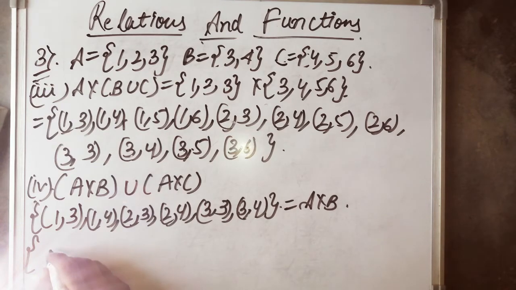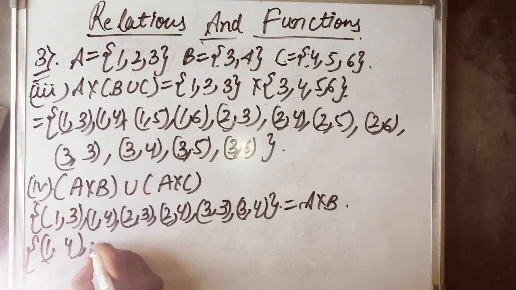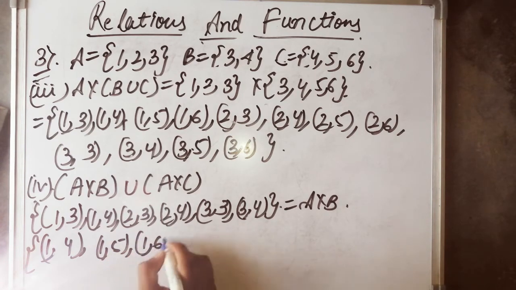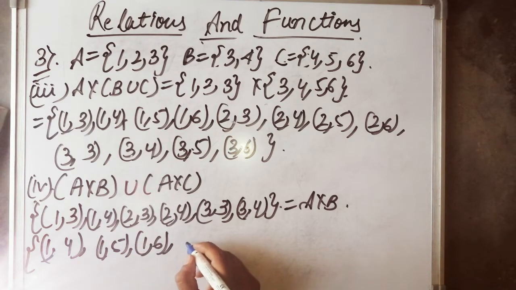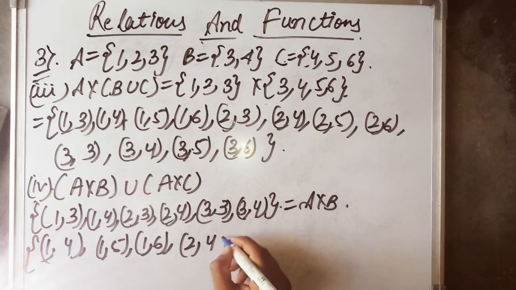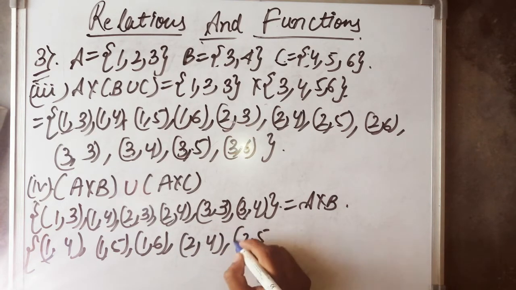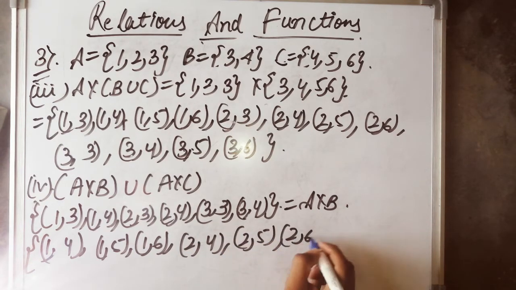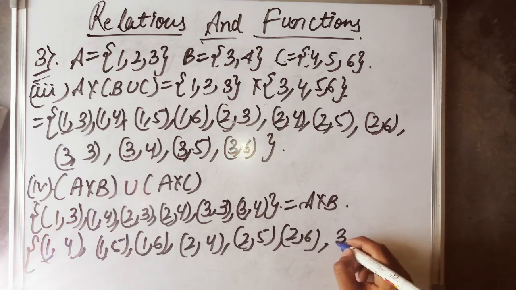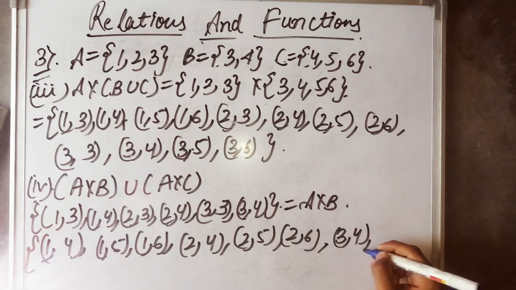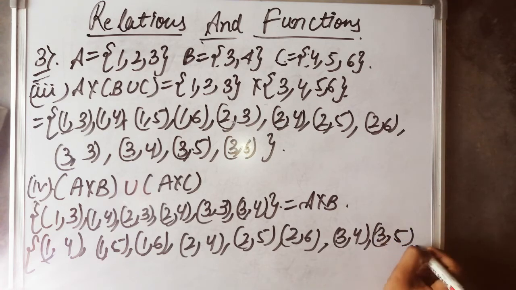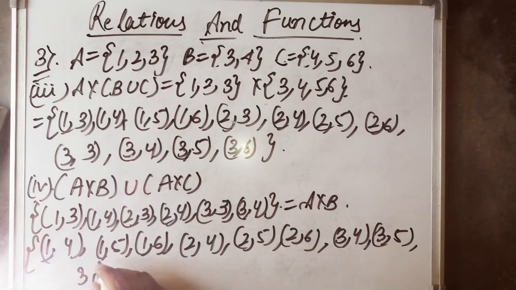A cross C is (1,4), (1,5), (1,6), (2,4), (2,5), (2,6), (3,4), (3,5) and (3,6).